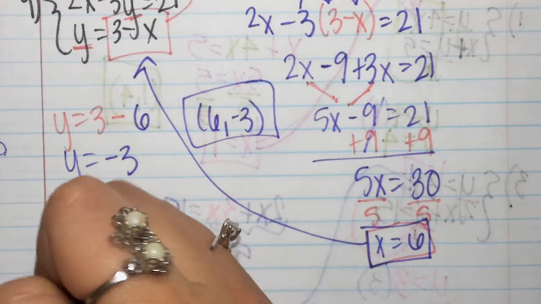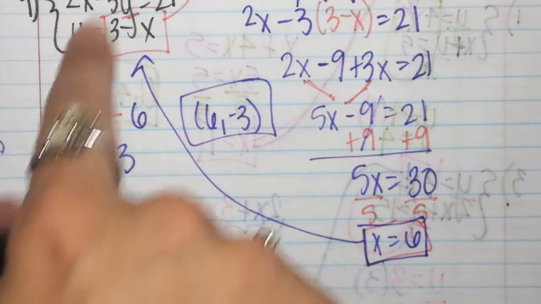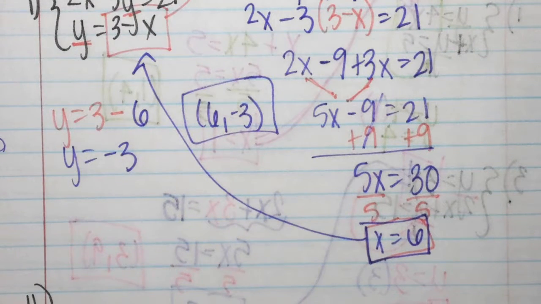Whoa, how good they so fast? Because I'm a ninja. So we took x and plugged it in. We did 3 minus 6 and got negative 3.